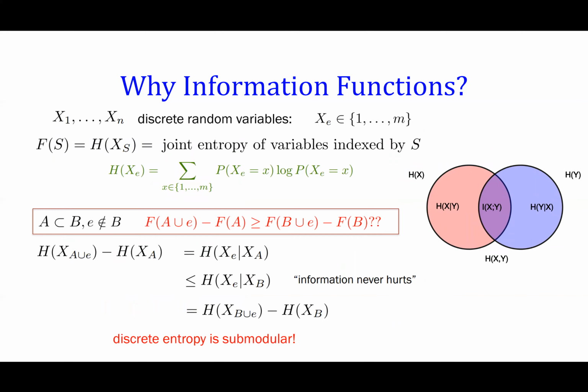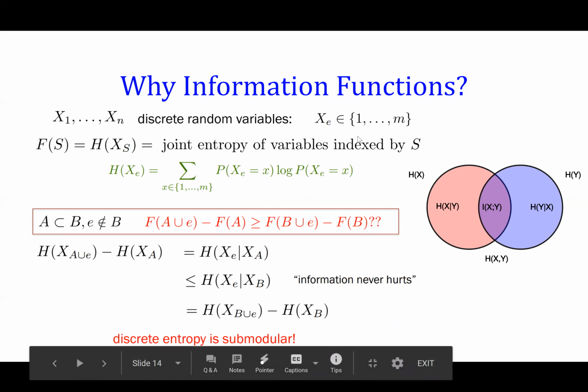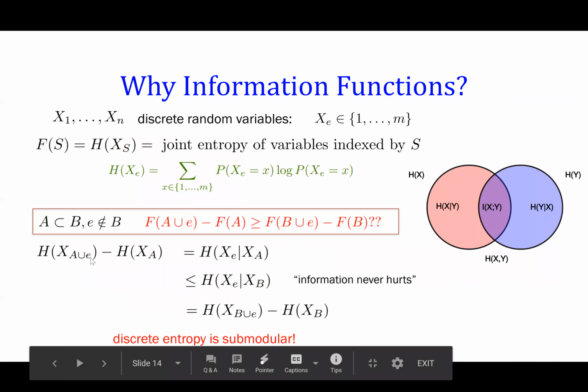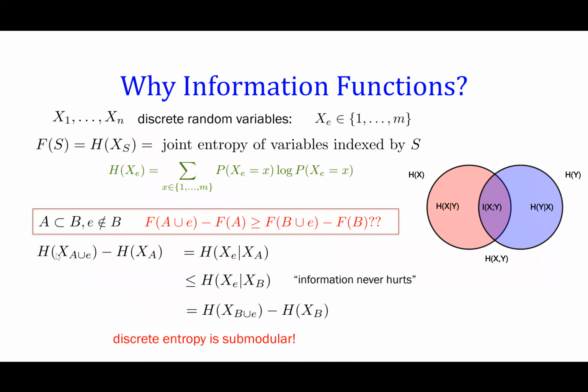To be a little more concrete about information functions, we can actually define entropy, as I mentioned a few slides back, over a subset of random variables. I'm given a set of random variables x1 to xn, and I choose x of s, where s is a subset of 1 to n. And I define the joint entropy of the variables indexed by the set s. So this quantity is actually a submodular function. And not just that, it turns out to be a monotone submodular function, which is a special class of submodular functions.